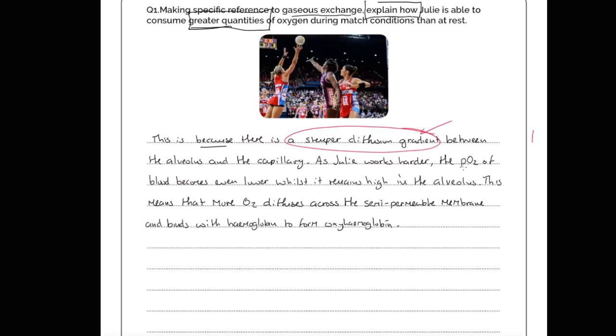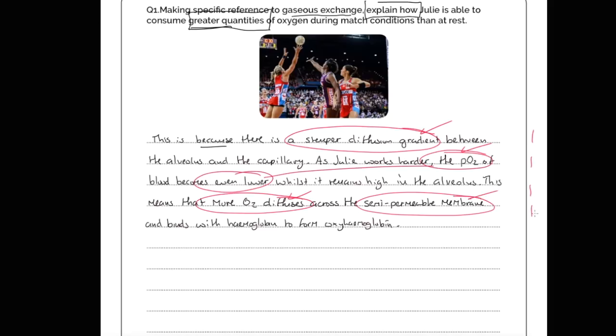As Julie works harder, the partial pressure of oxygen of blood becomes even lower. Look, even lower. Partial pressure of oxygen, even lower, whilst it remains high in the alveolus. This means that more O2, look, I'm quantifying, more O2 diffuses across the semipermeable membrane, I'll probably get that mark, and binds with hemoglobin to form oxyhemoglobin. Now, I'm probably going to get a mark for that, but I'm going to be a bit harsh myself. But notice, steeper. Even lower, more.